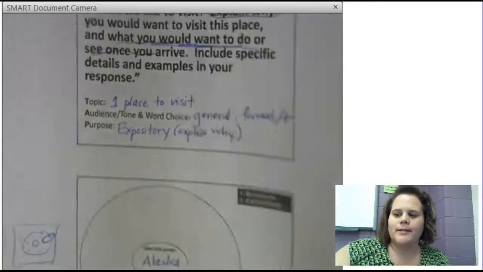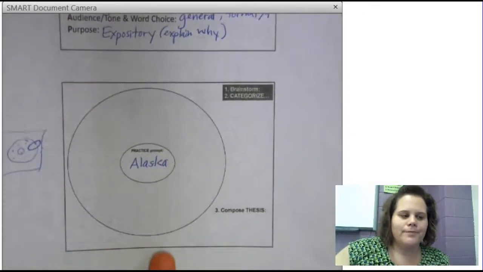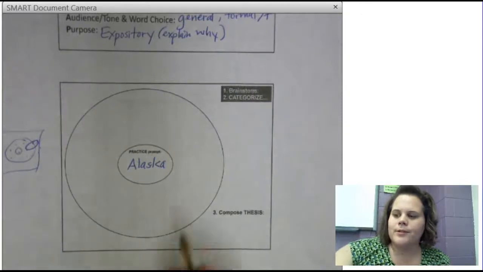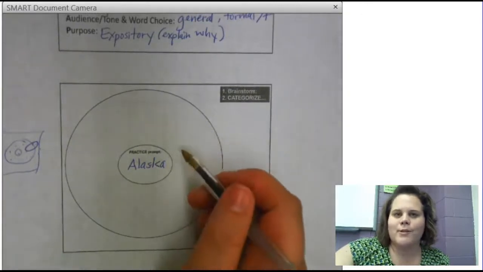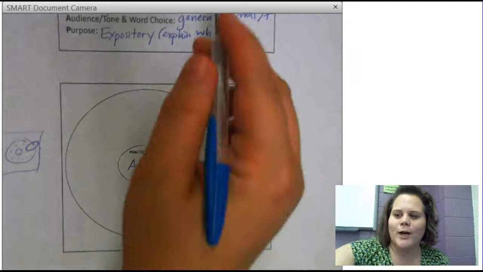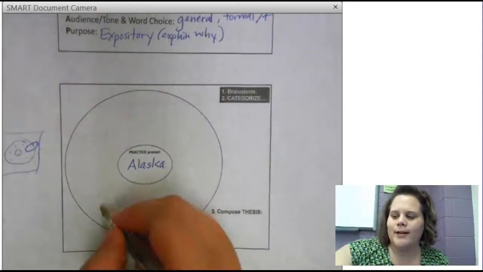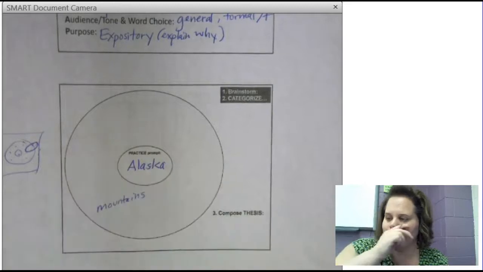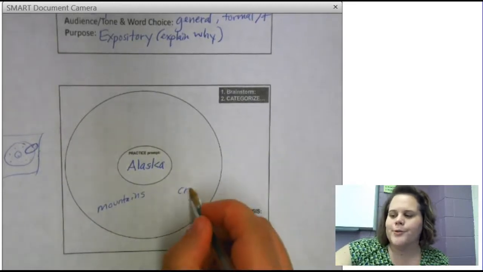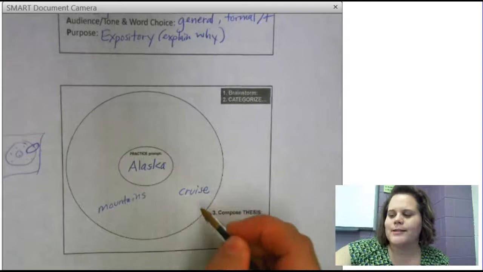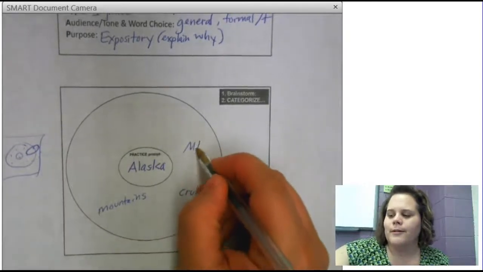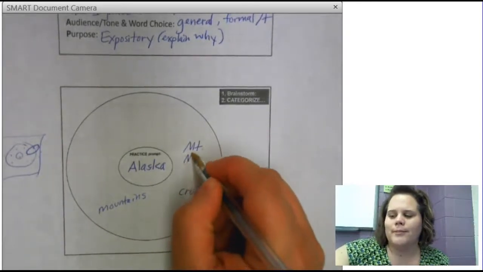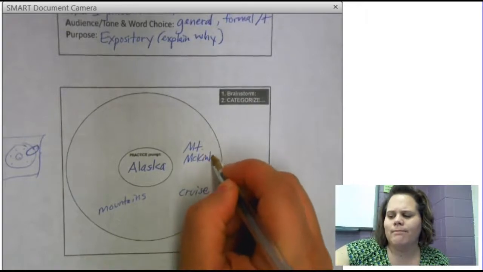This is a place I would like to go. So I'm going to try to brainstorm all the reasons why I would like to go to Alaska. It says why, so I'm trying to think about why. I know that in Alaska there's lots of mountains. I know there's a cruise. My parents actually went on a cruise in Alaska. They saw Mount McKinley, I think.